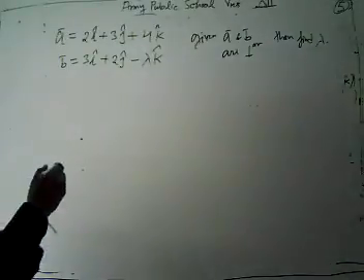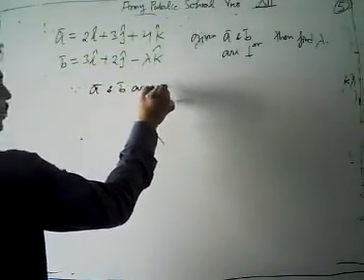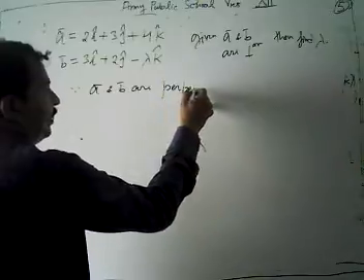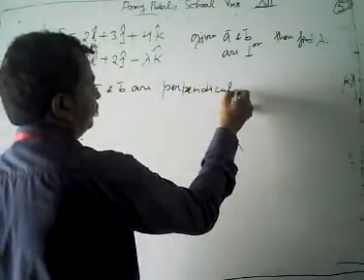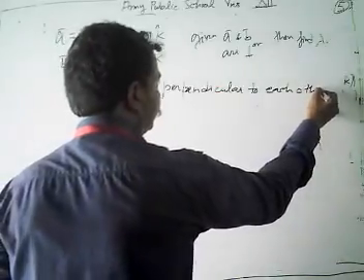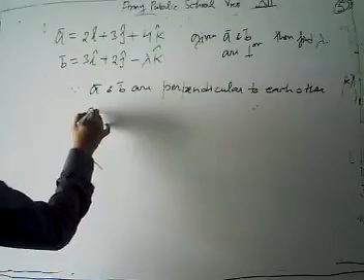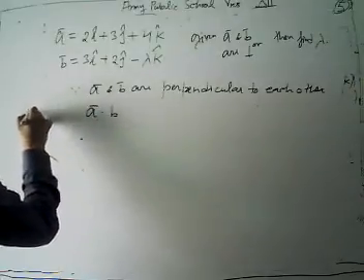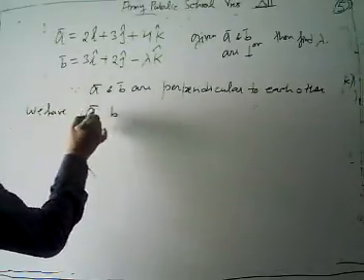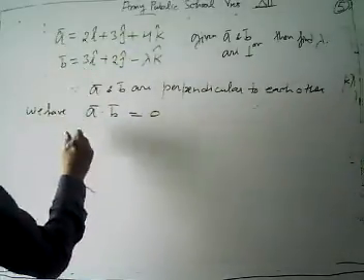Then since vector A and vector B are perpendicular to each other, what is the condition for two vectors to be perpendicular? We have vector A dot B equal to 0.